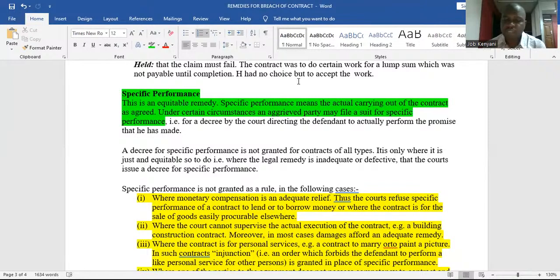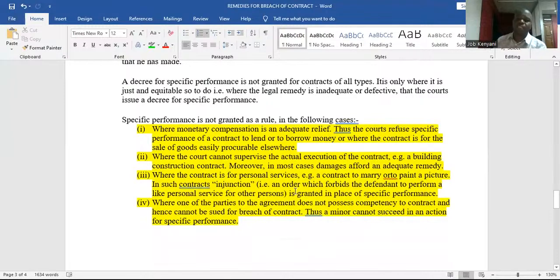Where the contract is for personal services, for example a contract to marry or to paint a picture, in such contracts an injunction, an order which forbids the defendant to perform a similar personal service for another person, will be granted. Then where one of the parties to the agreement does not possess competency to contract, a person who is not actually qualified and doesn't have the experience to perform his roles or duties under the contract, the court won't give specific performance as a remedy. They go for other options, maybe compensation or damages, or quantum meruit.